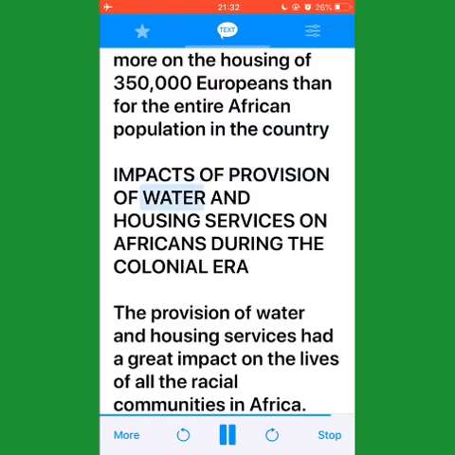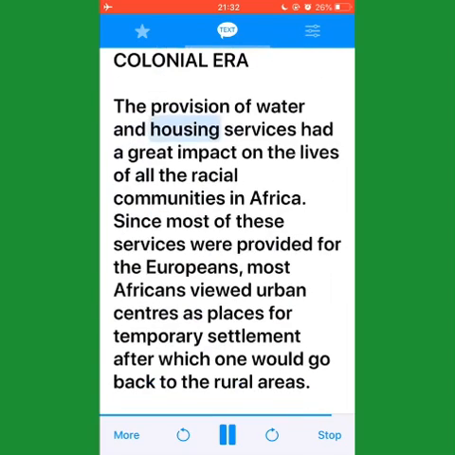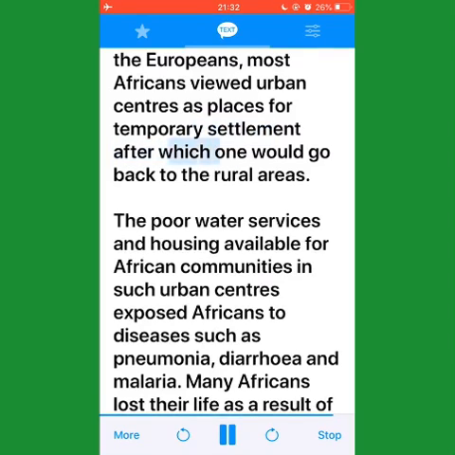Impacts of provision of water and housing services on Africans during the colonial era. The provision of water and housing services had a great impact on the lives of all the racial communities in Africa. Since most of these services were provided for the Europeans, most Africans viewed urban centers as places for temporary settlement, after which one would go back to the rural areas.